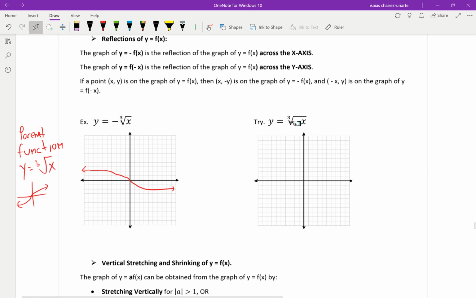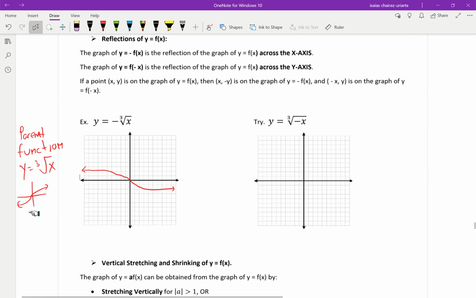Now let's think about this guy. This function right here, the cubic root of negative x. Notice that the negative is now inside of my function. That corresponds to a reflection on the y-axis. Let me look at my parent function. My parent function originally went from bottom left to upper right. Now you gotta think about reflecting that on the y-axis.